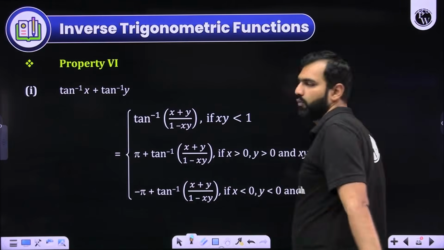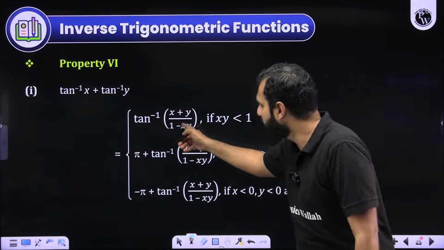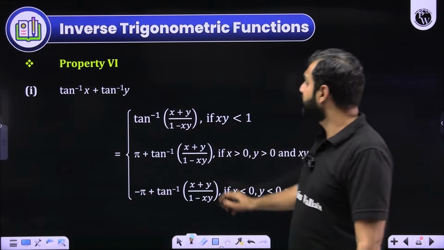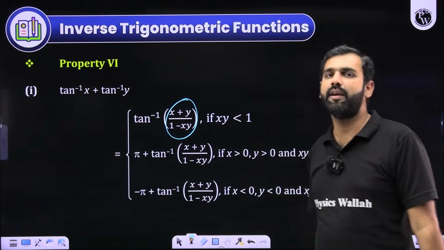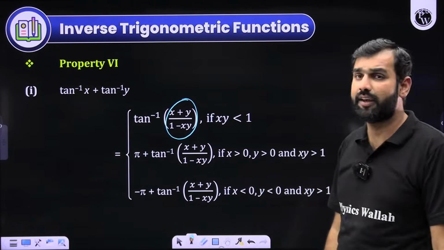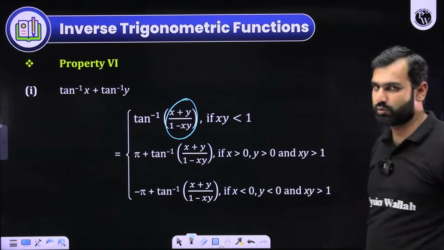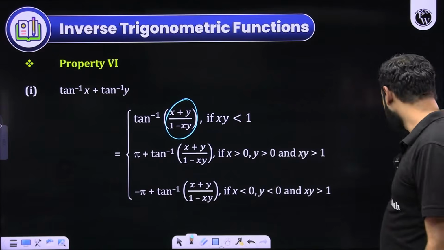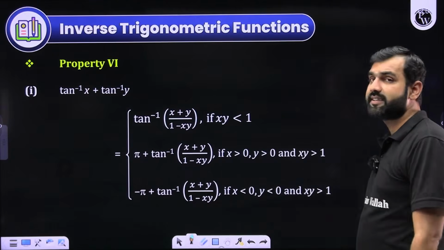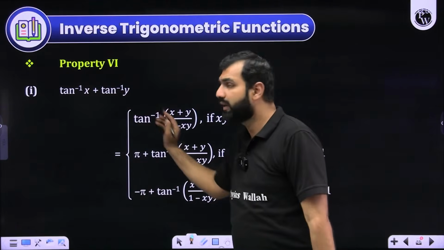What I'm trying to say here is that, let's say, the problem is that if x plus y upon 1 minus xy, if by chance this result gives me a value which does not fall in sync with the value which the LHS has to offer, are you understanding my point? In that case, I just cannot say that this is going to be equal to this.